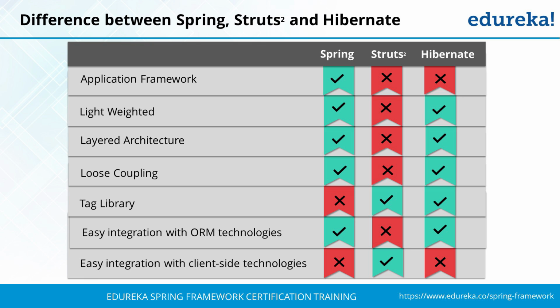All right. So let's try to compare Spring, Struts, and Hibernate. Even though Hibernate is entirely a backend framework, and Spring and Struts do different jobs, let's try to have a differentiation. So the first thing is that Spring is an application framework, right? It's lightweight, with layered architecture and loose coupling. So when we say loose coupling, it means less dependency of one module on the other modules, right?